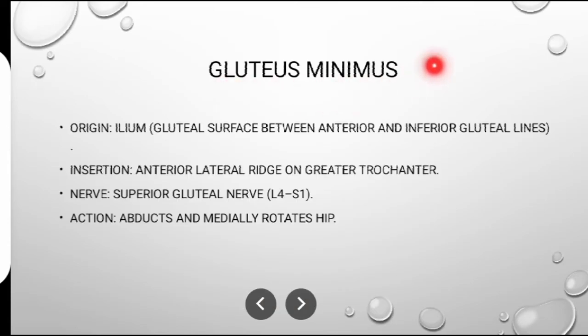The next muscle that is involved in hip abduction is gluteus minimus. Origin ilium, gluteal surface between anterior and inferior gluteal lines. Insertion anterior lateral ridge on greater trochanter. Nerve supply superior gluteal nerve. Action involved in abduction and medial rotation of hip.